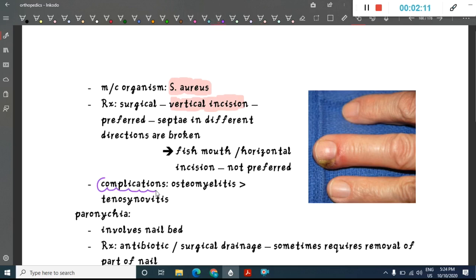What are the complications? The complications of felon mainly include osteomyelitis. In felon, osteomyelitis is more commonly seen than tenosynovitis. The infection can spread to the bone, causing osteomyelitis, or it can also cause tenosynovitis.